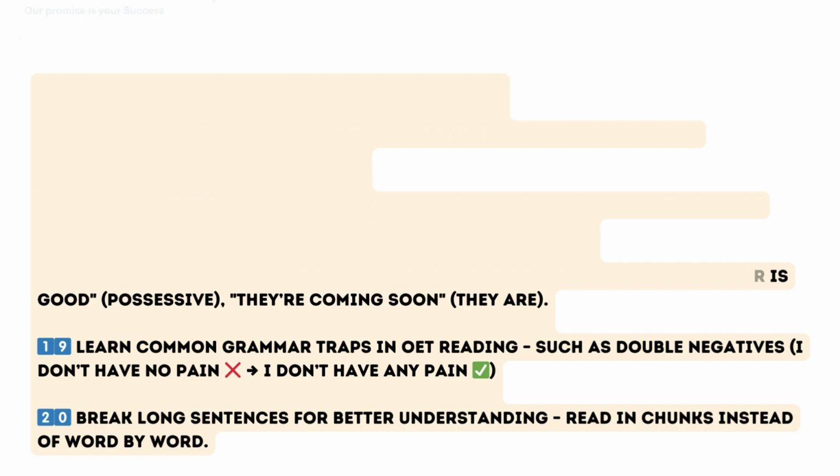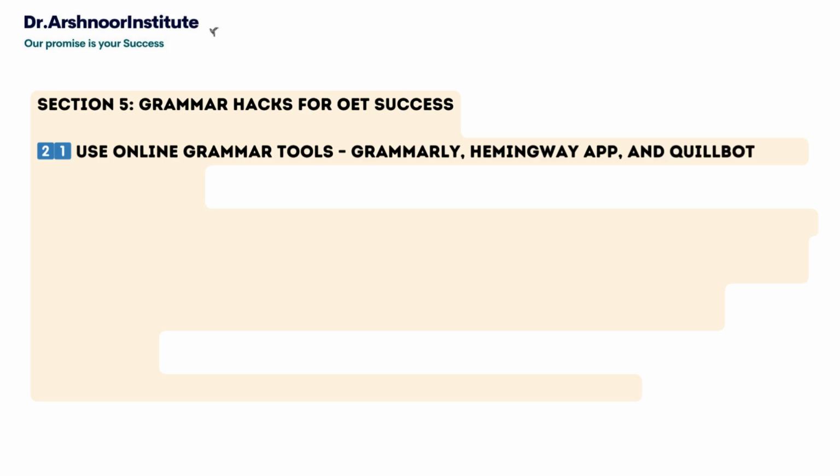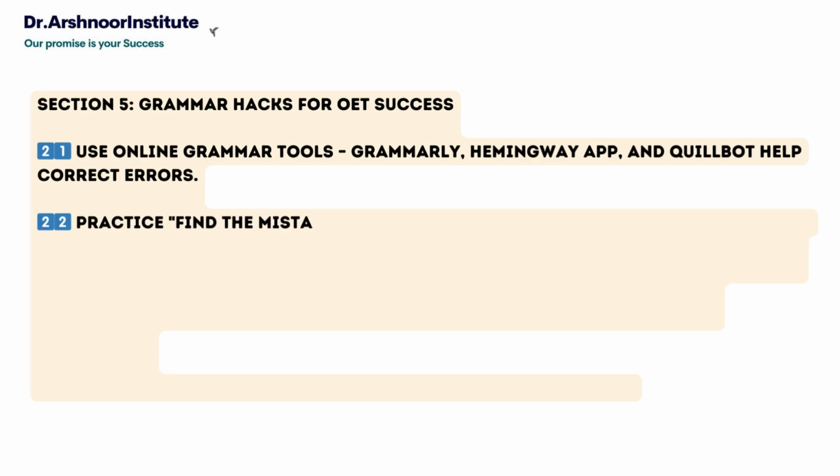Now let's start with section 5: grammar hacks for OET success. 21st point is use online grammar tools. Grammarly, Hemingway app and Quillbot help correct errors. 22nd, practice find-the-mistake exercises. Correct incorrect sentences daily.